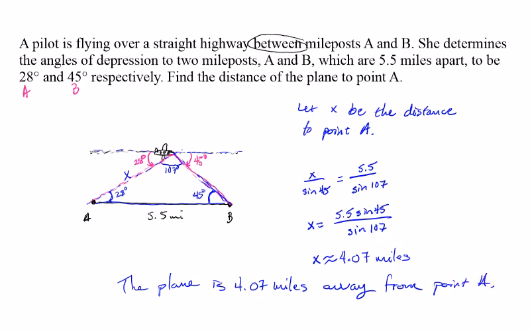Alright, so the key to word problems is the picture. The picture is critical. So if you can get a good picture drawn, you should be able to see a triangle that you could then use the law of sines with in order to find your variable.